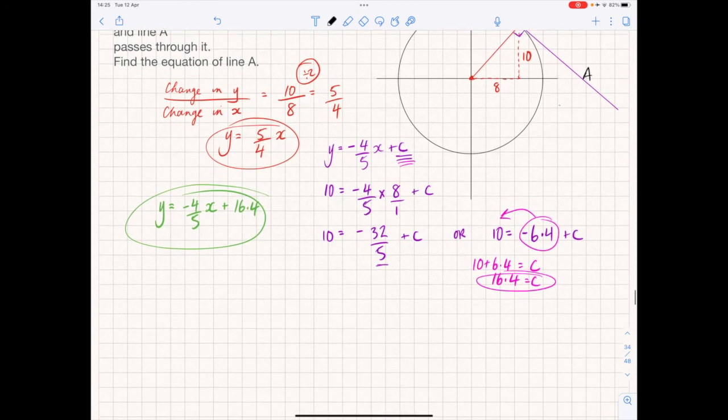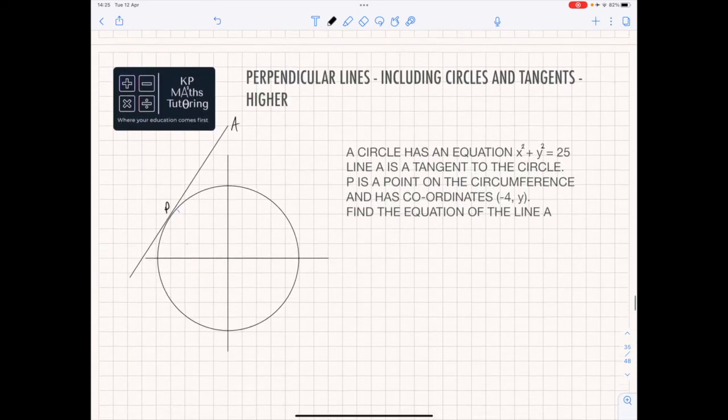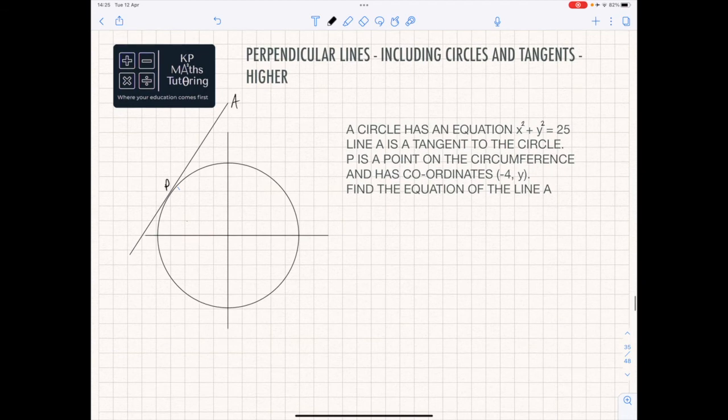So one more example for you now to have a go at is here. If you want to pause the video and have a go at it straight away yourself, you can. I'm going to give you a starting process and then you can work from there if you want to.